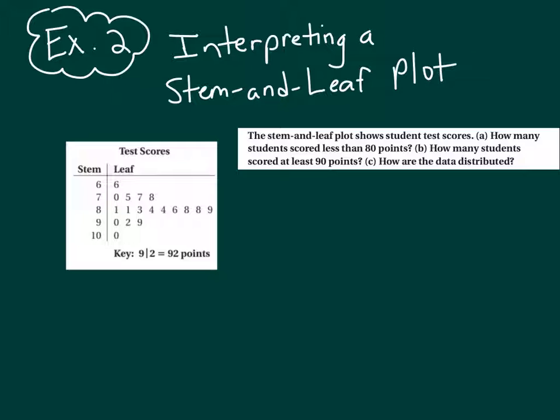For example 2, we're just going to be interpreting stem and leaf plots, so you can see they already have one made for us here, and it tells us that the stem and leaf plot shows student test scores, and they want us to do 3 things. They want us to figure out how many students scored less than 80 points just by looking at this stem and leaf plot. They want us to know how many students scored at least 90 points, and then they want us to talk about how the data are distributed. So let's start with letter A.